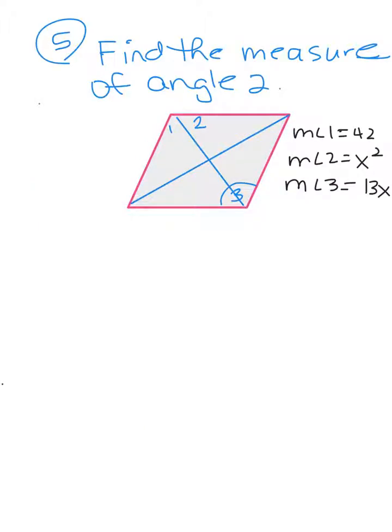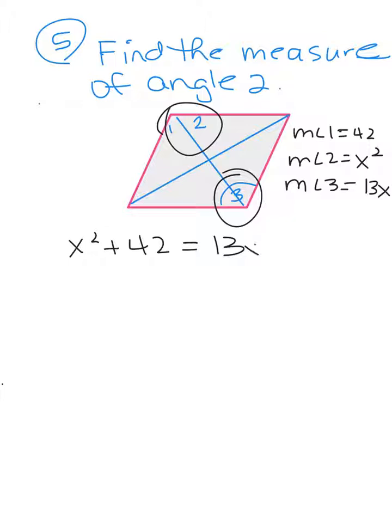In our last problem today, we're asked to find the measure of the angles. So I have measure of angle 1 is equal to 42, measure of angle 2 is equal to x squared, and the measure of angle 3 is equal to 13x. So I know that 1 and 2 together are going to equal 3 because opposite angles of a parallelogram are congruent. So that gives me x squared plus 42 is equal to 13x.